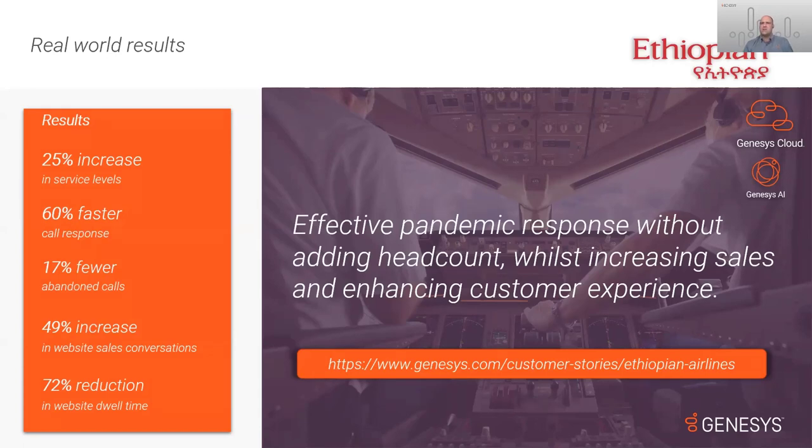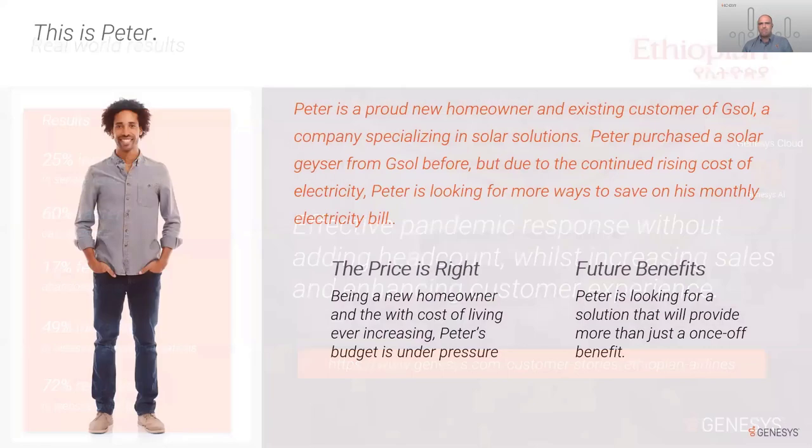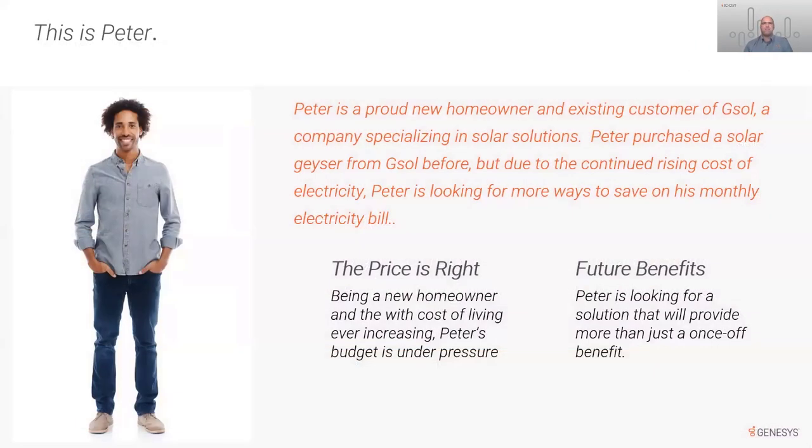To give you a quick look at Genesys Predictive Engagement in action, I have to introduce you to our protagonist. This is Pieter. He is a proud new homeowner and existing customer of GSOL, a company specializing in solar solutions. Pieter purchased a solar geyser from GSOL before, but due to the continued rising cost of electricity, Pieter is looking for more ways to save on his monthly electricity bill. He has two primary decision drivers: the price has to be right, and the solution has to provide immediate and future benefits.